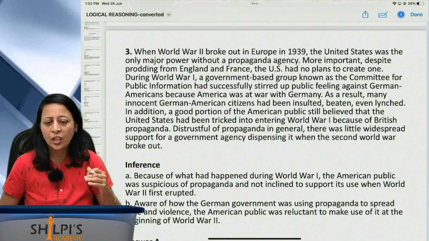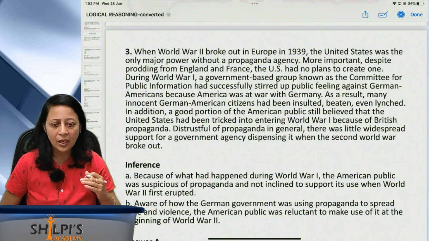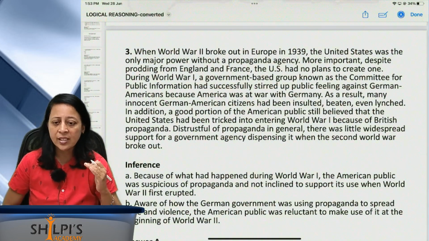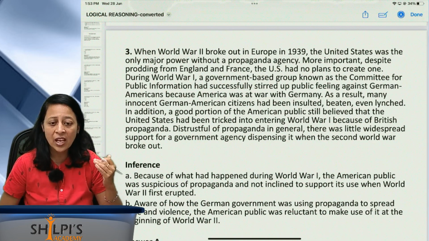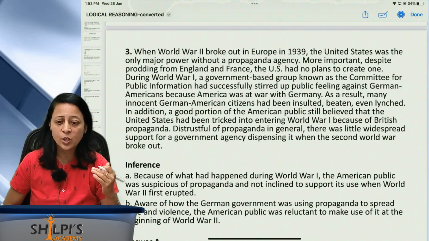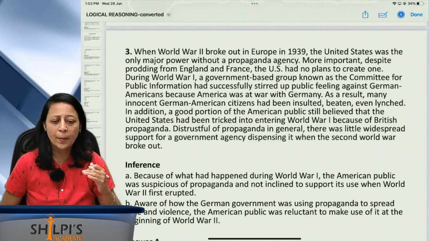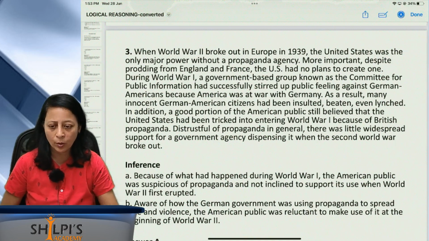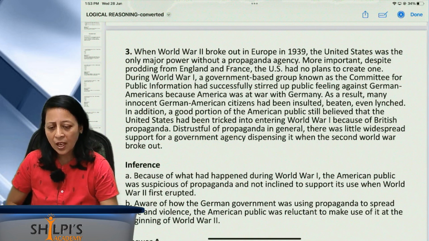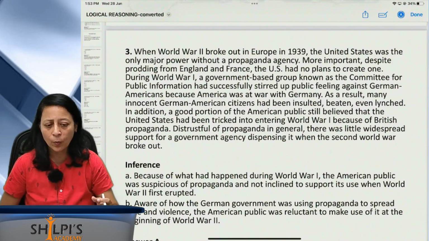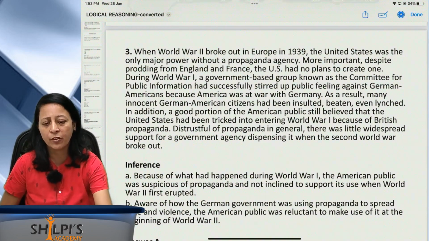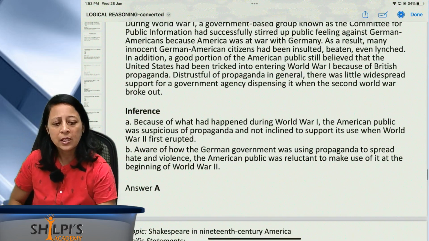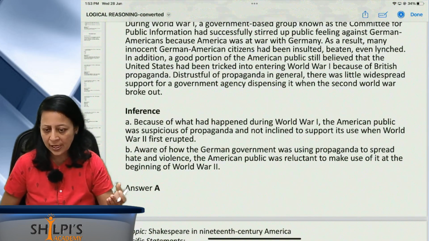In addition, a good portion of the American public still believed that the United States had been tricked into entering World War I because of British propaganda. Distrustful of propaganda in general, there was little widespread support for a government agency dispensing it when World War II broke out. The inferences: A. Because of what happened during World War I, the American public was suspicious of propaganda and not inclined to support its use when World War II broke out.